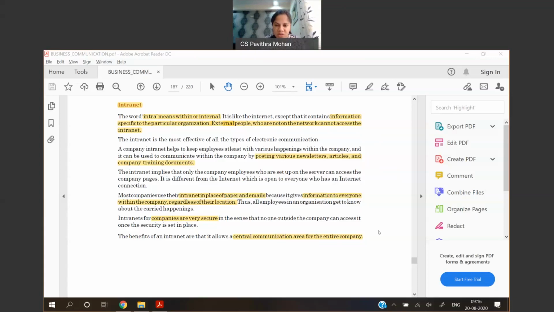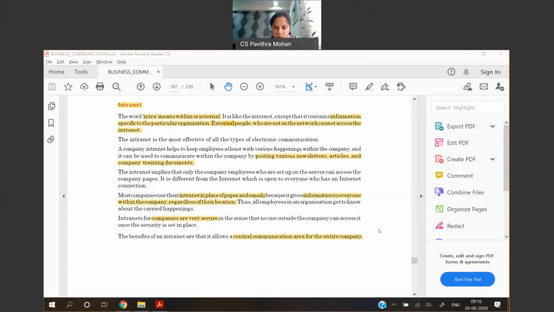Ma'am, tomorrow's doubt session, how to appear for the test, will be explained? No, we are not just explaining how to appear for the exam. We are explaining only the doubts with respect to BC. If you have any doubts, kindly go through the entire chapter, that is the entire subject. If you have any doubts, kindly mark that and come back. We will be helping you to explain that.